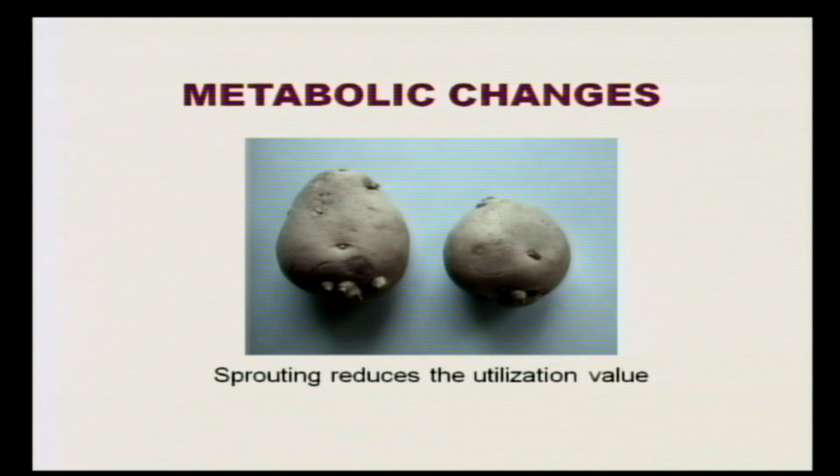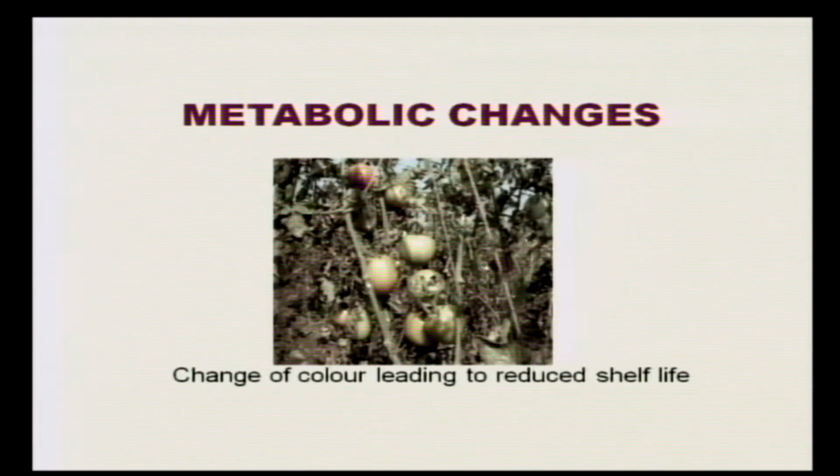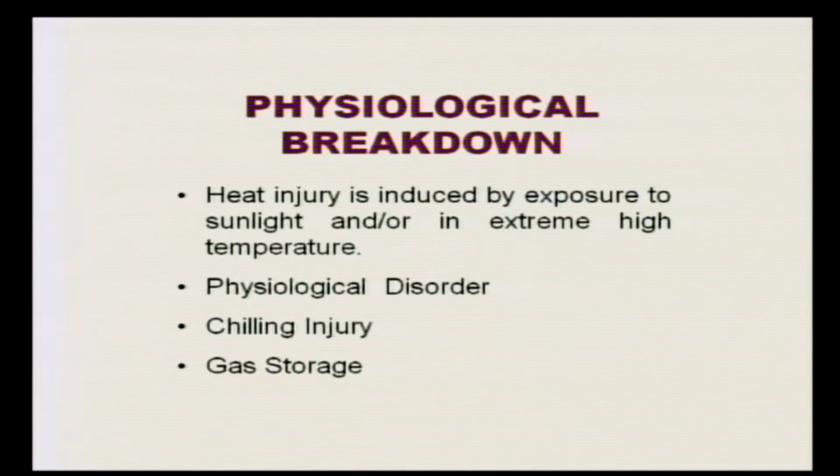You can see the sprouting in the potatoes. It is an example of metabolical changes. Similarly, the change of color leading to reduced shelf life is also one of the examples of metabolical changes. The water loss is there. Next group we come to the physiological breakdown. This is because of heat injury or chilling injury, physiological disorder. These are the main 4 reasons.